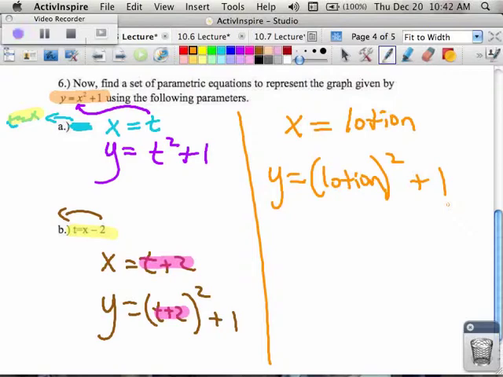This set of parametric equations is the same as the other two, even though it's using the word lotion. When you go to your calculator, instead of typing in the word lotion into your parametric equations, your calculator is going to use the letter T.